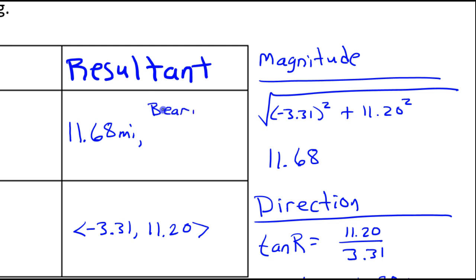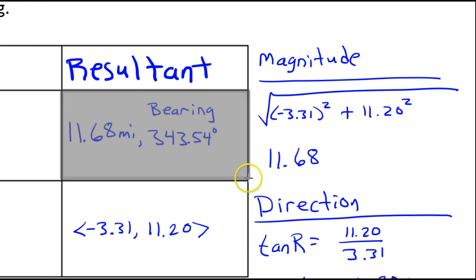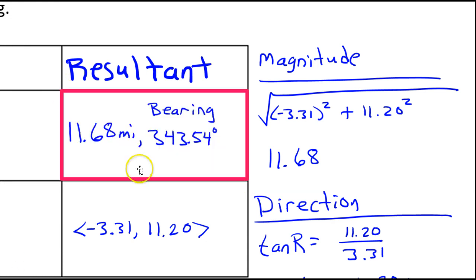So bearing 343.54 degrees. All right, and we'll just go ahead and put a box around this because this is the final answer. One more thing. Make sure you use the word bearing when you write down a bearing. If you just said 343.54 degrees without saying the word bearing, that would mean that you were measuring from the positive x-axis counterclockwise instead of measuring from the north going clockwise, which is what bearing is.